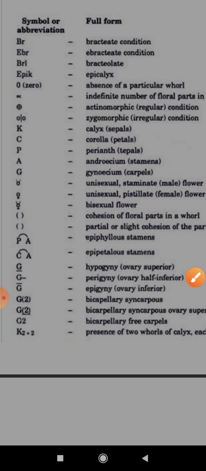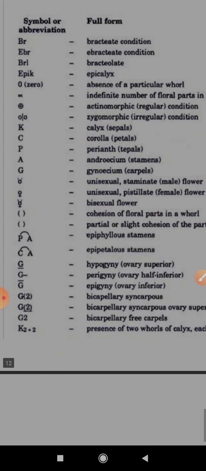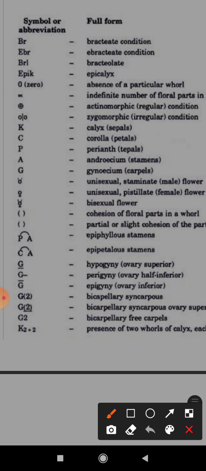Then we talked about hypogynous flowers, perigynous and epigynous flowers, right? So hypogyny means superior ovary, right? How is the ovary represented? The gynoecium consists of the ovary, right? So that is the innermost whorl of the flower, and gynoecium we said is represented by G.